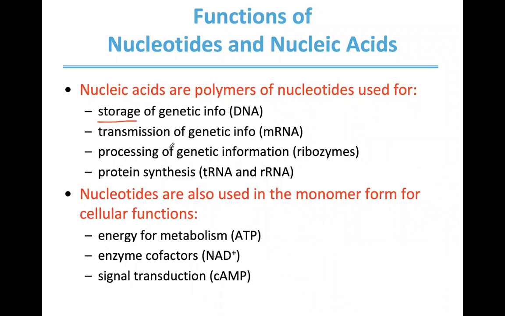Then transmission of genetic information into messenger RNA. So here we have RNA polymerases, basically enzymes that copy the genes into RNA templates, right? RNA templates, which will then travel from the nucleus to the ribosomes, the place where the proteins are synthesized. But before it does that, the genetic information has to be processed.